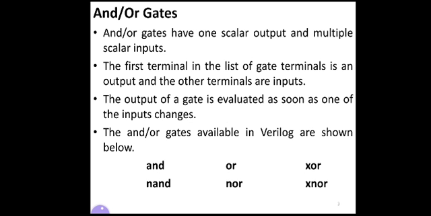So the predefined primitives are nothing but these six. That is, they are written in lowercase letters: and, or, xor, nand, nor, and xnor. So these are the predefined primitives.